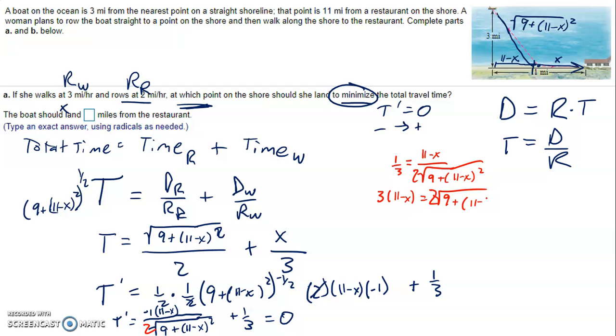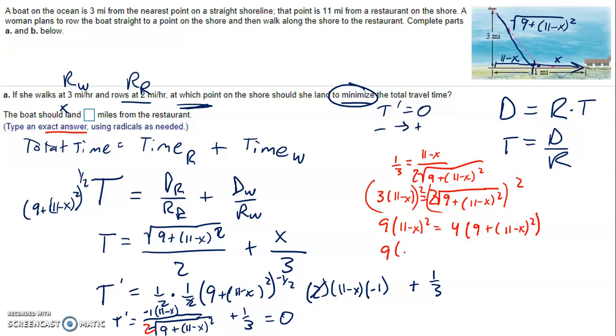I need to get rid of the square root, so I'm going to square both sides. So 9 times 11 minus x squared equals 4 times 9 plus 11 minus x squared. And if we were on the AP exam, on the calculator portion, we would definitely be solving this. We would have just up here solved it using a calculator. But MathXL needs an exact value, so we got to keep going by hand.